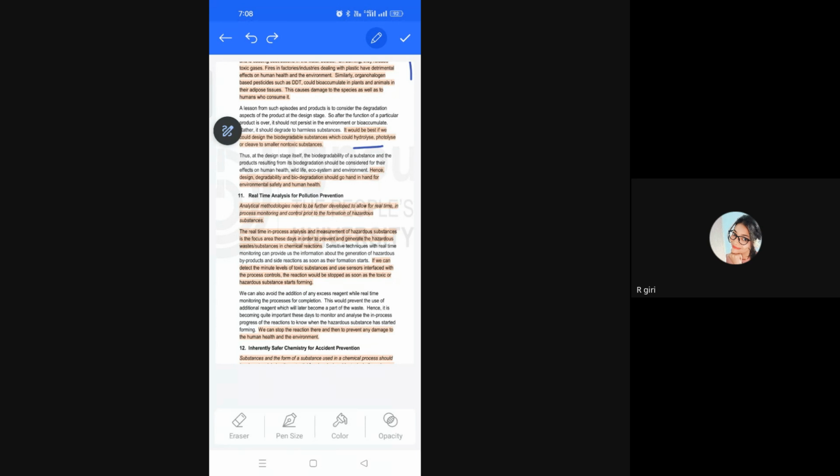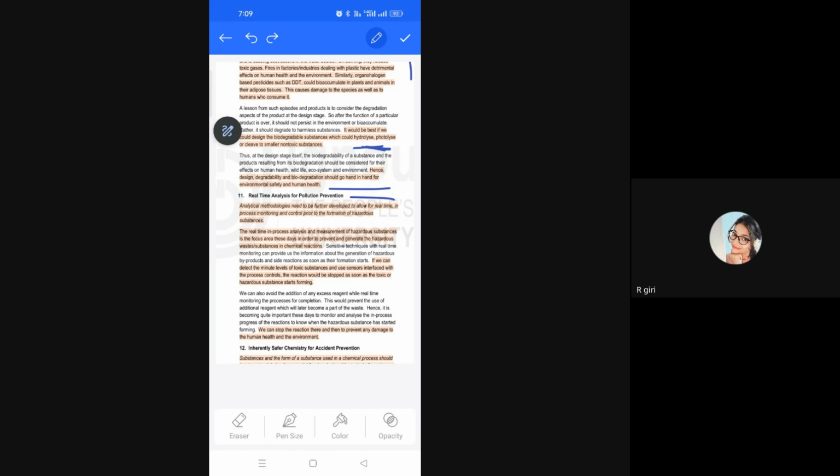Okay, it would be best if we could design biodegradable substances. If we design biodegradable substances, then definitely whenever we expose them after use, microorganisms will degrade them automatically by photocatalytic process or cleave them to smaller non-toxic substances. Hence, design degradability and biodegradation should go hand in hand for environmental safety and human health. Then 11th one is real-time analysis for pollution prevention.